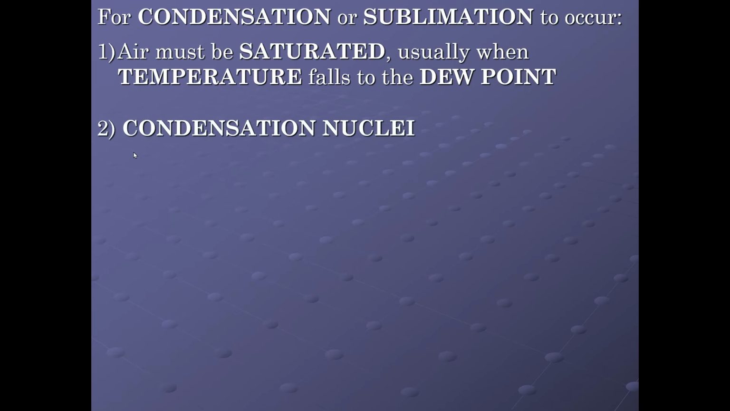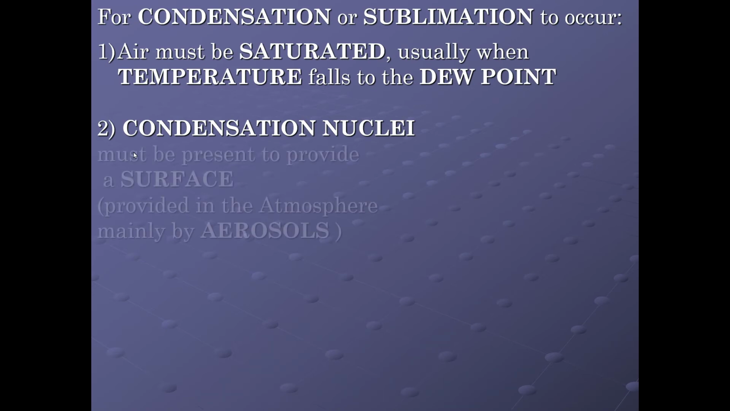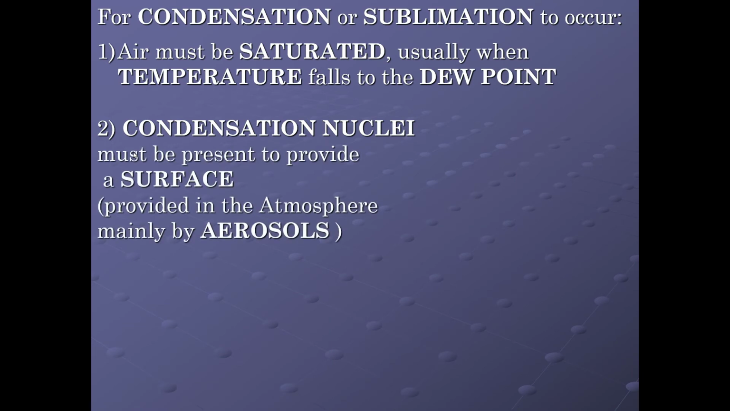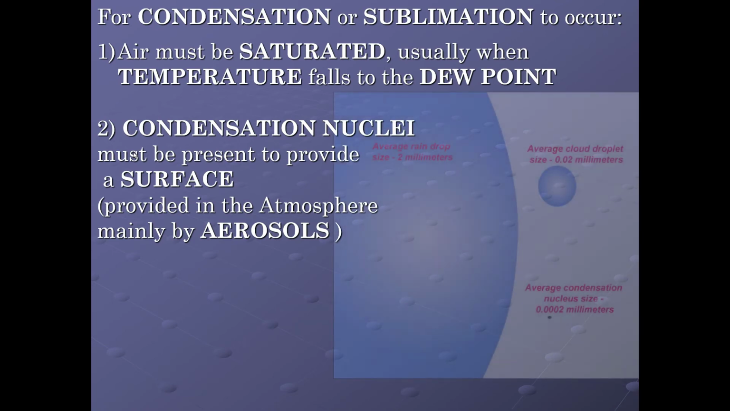And the other thing you need is something for the water to stick to. It doesn't like to just start forming ice crystals by itself. It needs a surface to stick to. And that's what condensation nuclei are. Some sort of a surface for water droplets to initially start to form on, and then more can stick to that. Usually in the atmosphere, it's provided by natural aerosols like dust and pollen and things like that. Smoke works, both natural and unnatural. Particulate pollution can also be something that it sticks to.